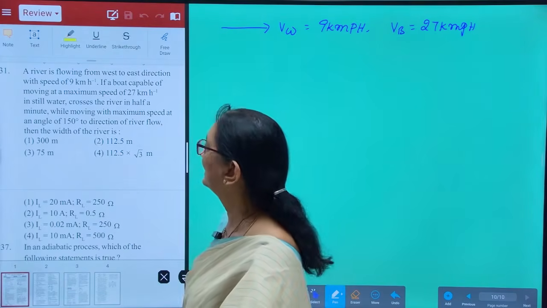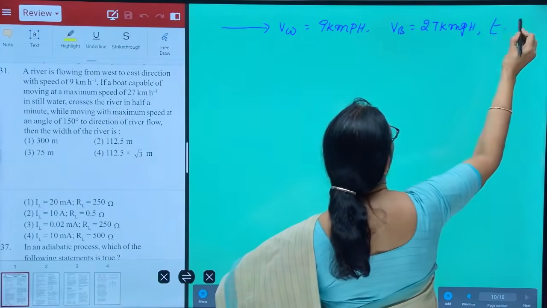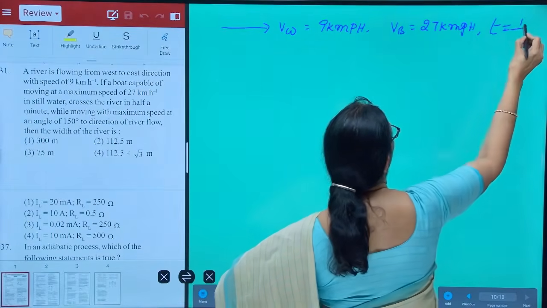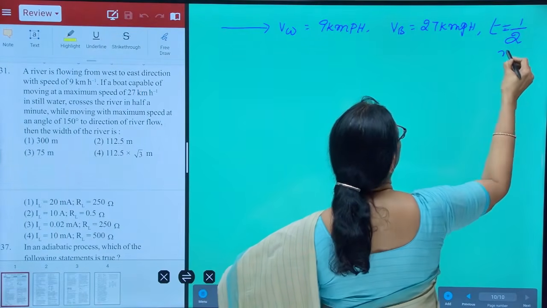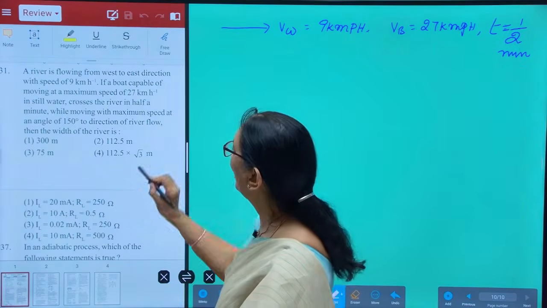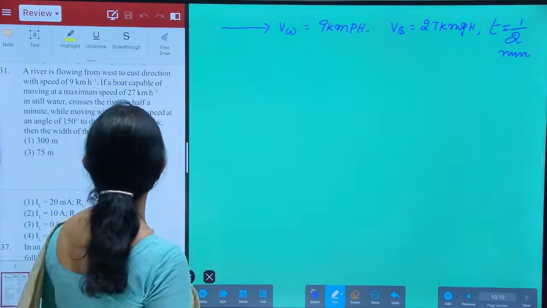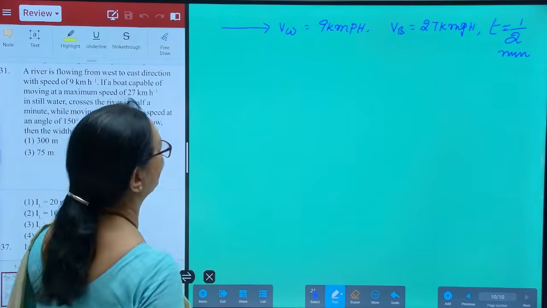It crosses the river in half a minute. The time taken by the boat to cross the river is half a minute. While moving with maximum speed at an angle of 150 degrees, what is the width of the river?